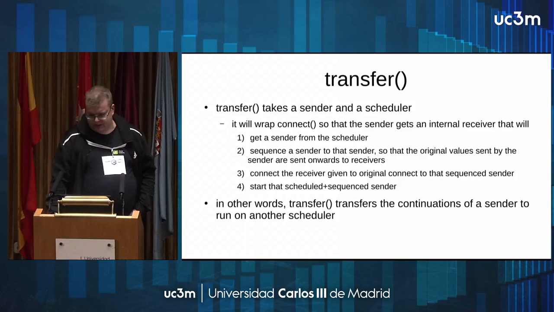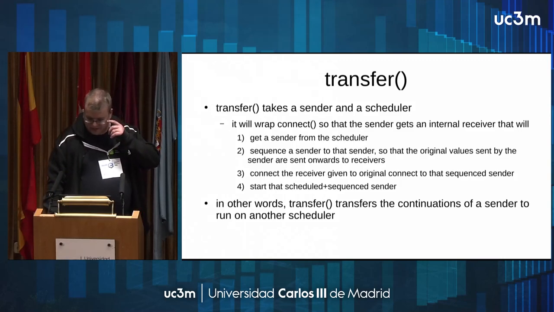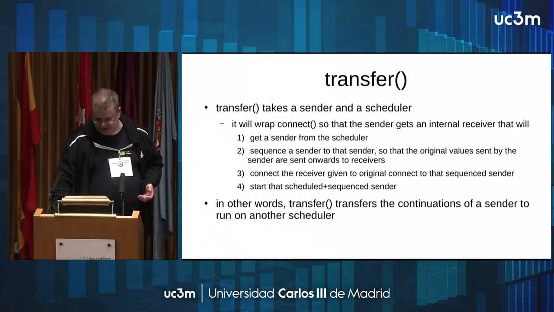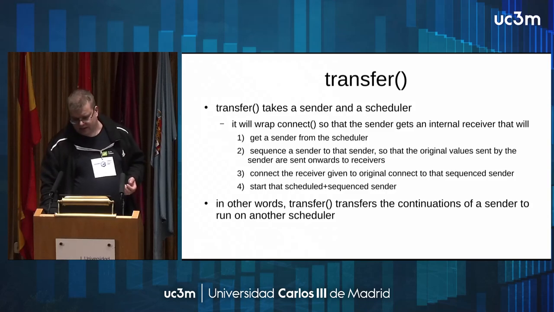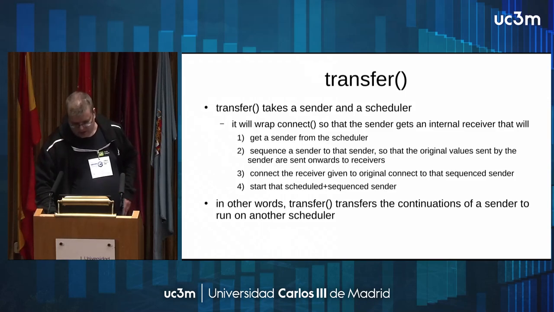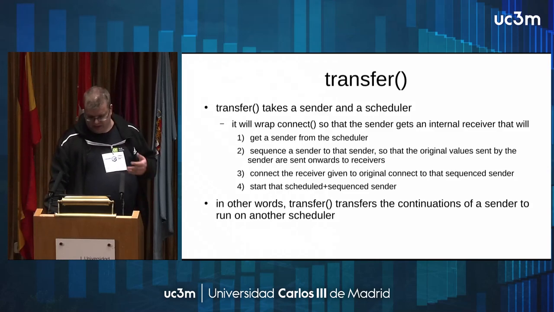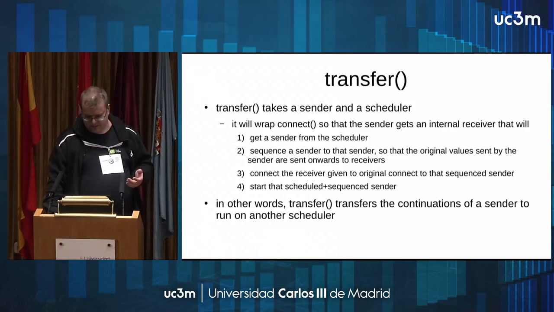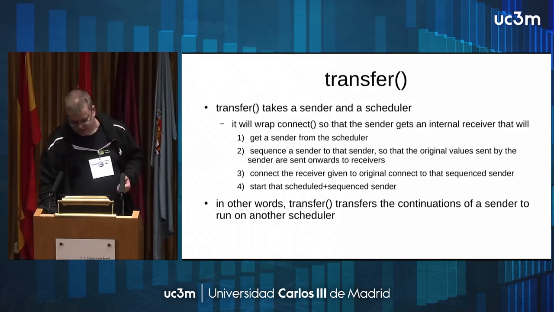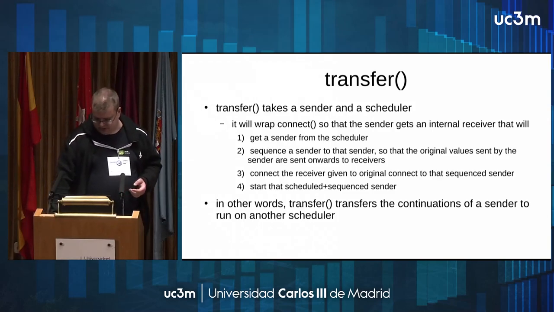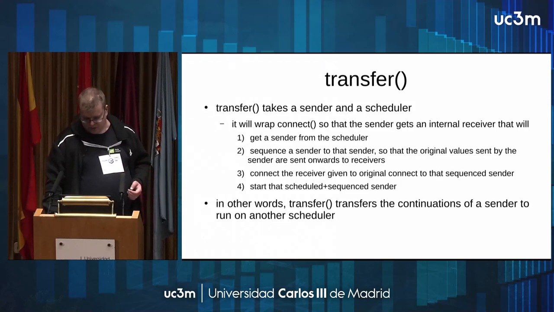In a similar fashion, when we do transfers of completions to a different scheduler, transfer takes a sender and a scheduler. So it wraps connect again, so that what the original sender gets is an internal receiver defined by this algorithm. And when you do that completion from the sender, the internal receiver will actually go to the scheduler, invoke its schedule operation, and get a sender out of that. It will then sequence a new sender on top of that sender. So the original value sent by the very original sender that we are wrapping gets sent by that sender on that context onwards to the actual receivers.